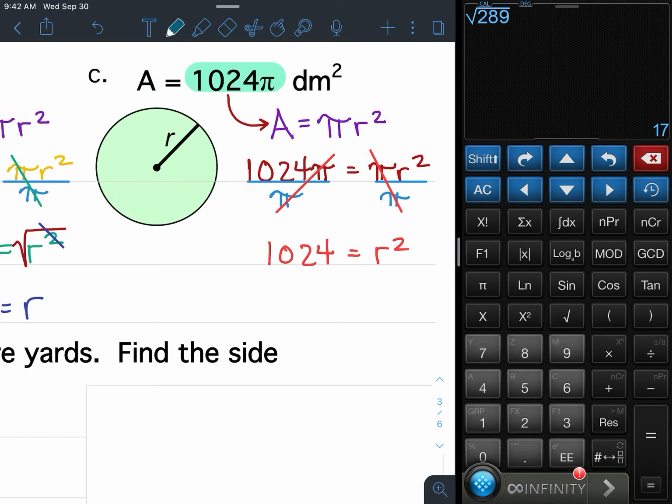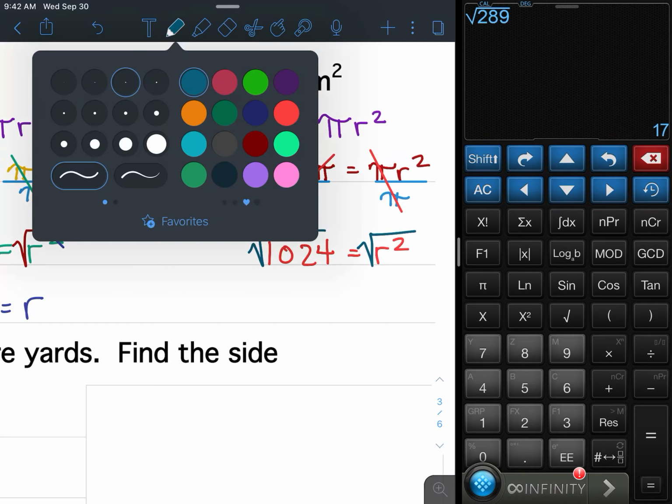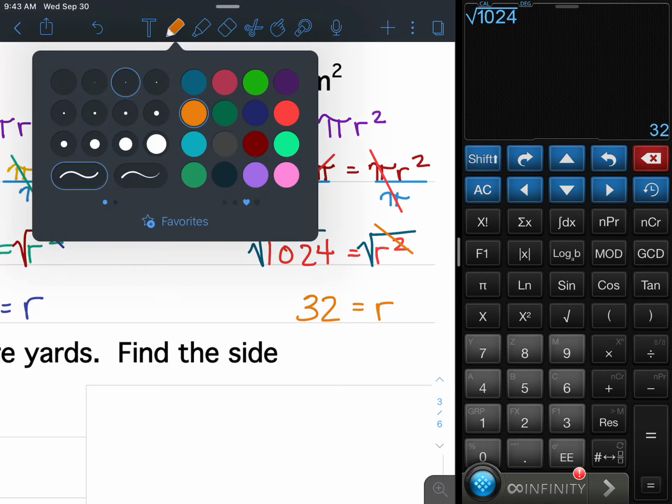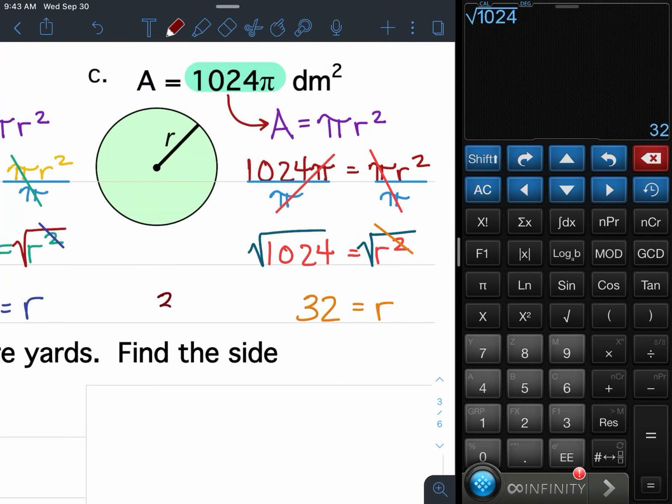So the inverse operation to squaring a number is the square root. So I'm going to take the square root of both sides. Okay, square root of 1,024, you get 32. So 32 equals r. Final answer, right up here is where I would get my unit from. I do not put the square. My final answer is 32 decimeters.